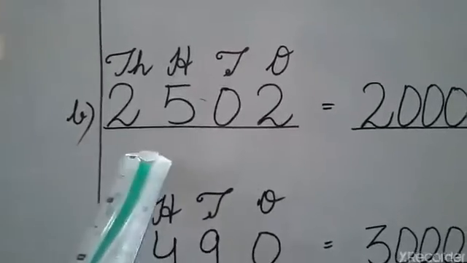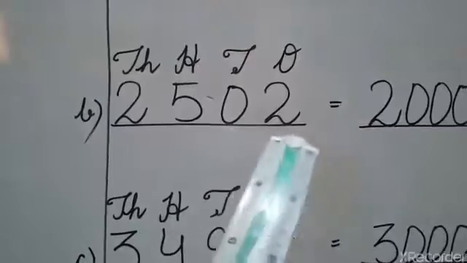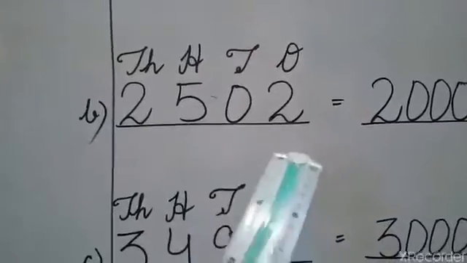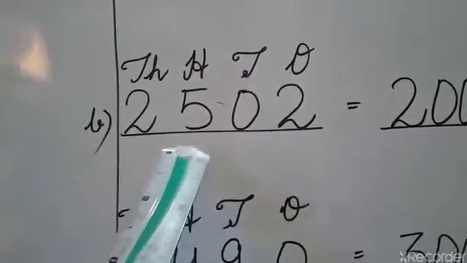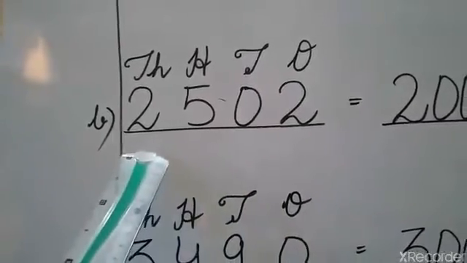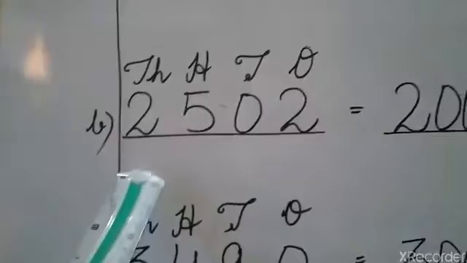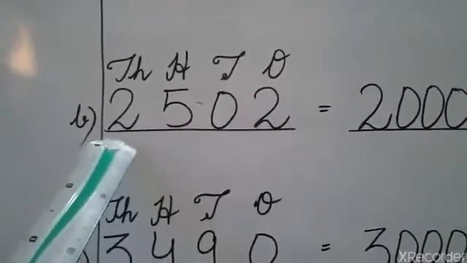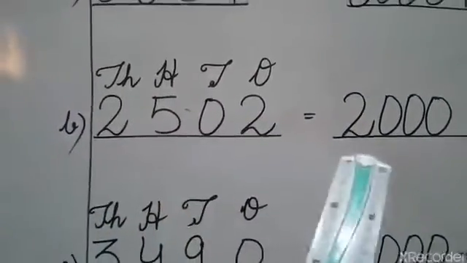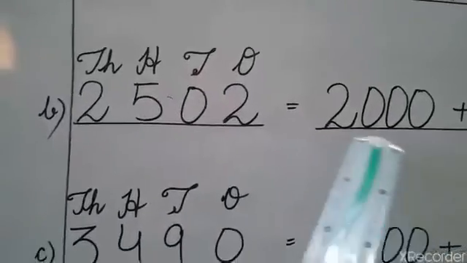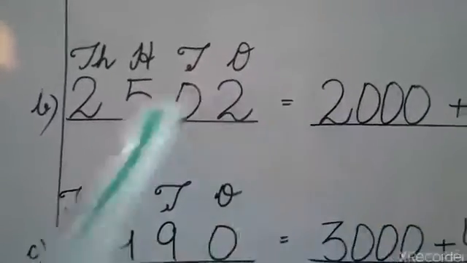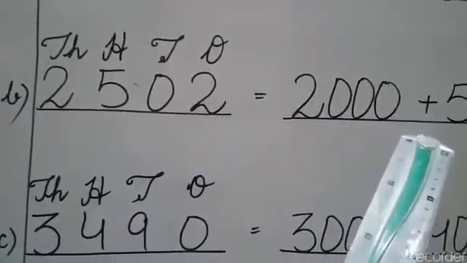We start part B. In B part we have 2502. The place value of 2 is ones. The place value of 0 is tens. The place value of 5 is hundreds. The place value of 2 is thousands. So we start from 2. The place value of 2 is thousands. We write 2 and in thousands we have 000, that's why we write 2000. Then we write the sign of plus.